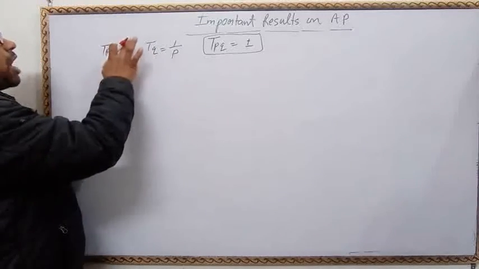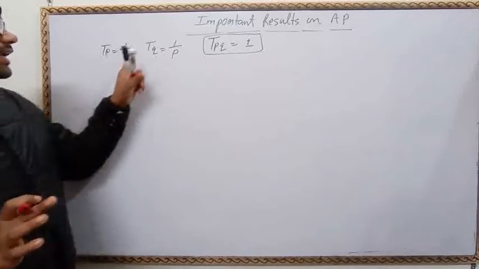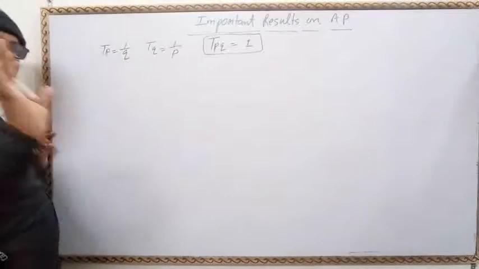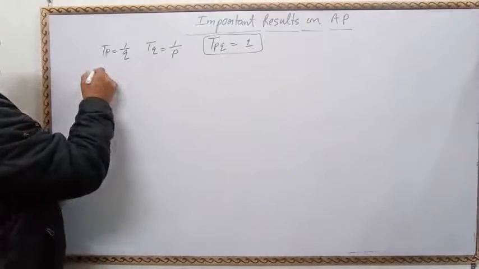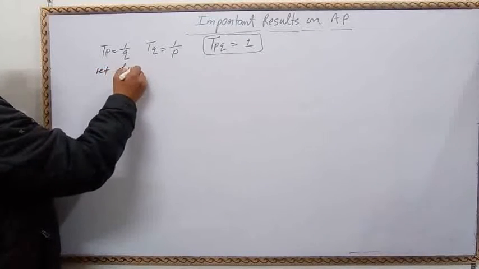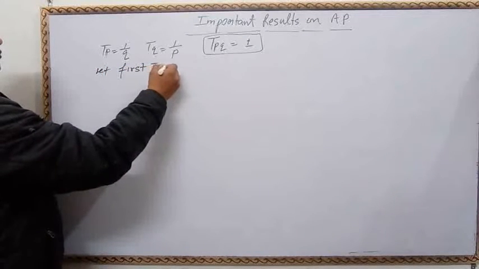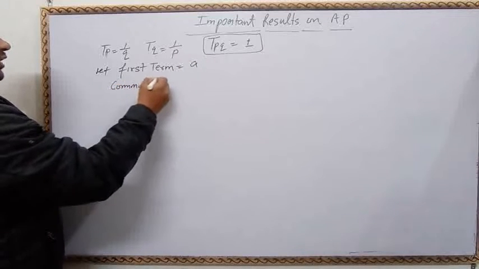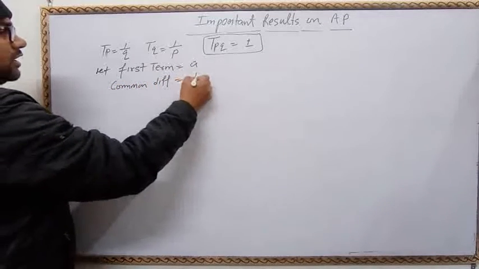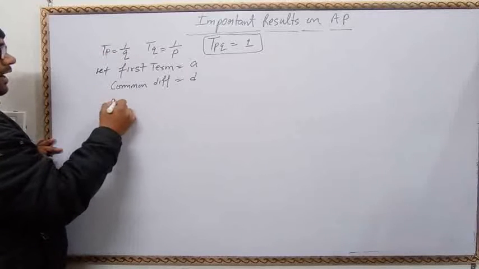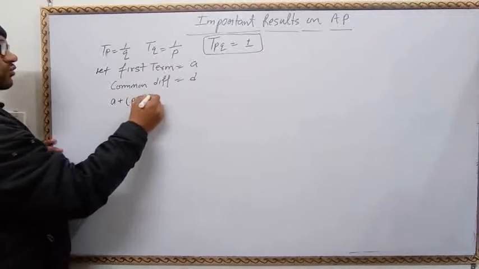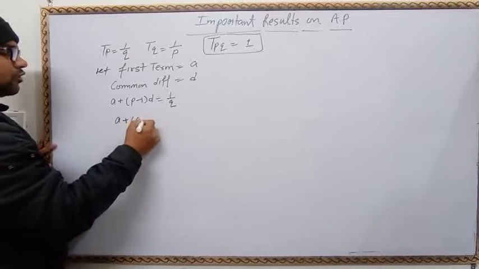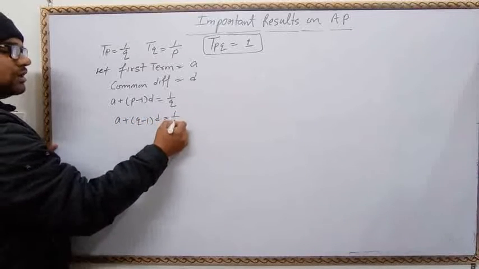Okay. What is the second important result on AP? If the P-th term of an AP is 1 by Q and the Q-th term of the AP is 1 by P. Okay. Same method we will apply here. Let the first term be A and common difference be D. TP means A plus P minus 1 into D equal to 1 by Q, and A plus Q minus 1 into D equal to 1 by P.